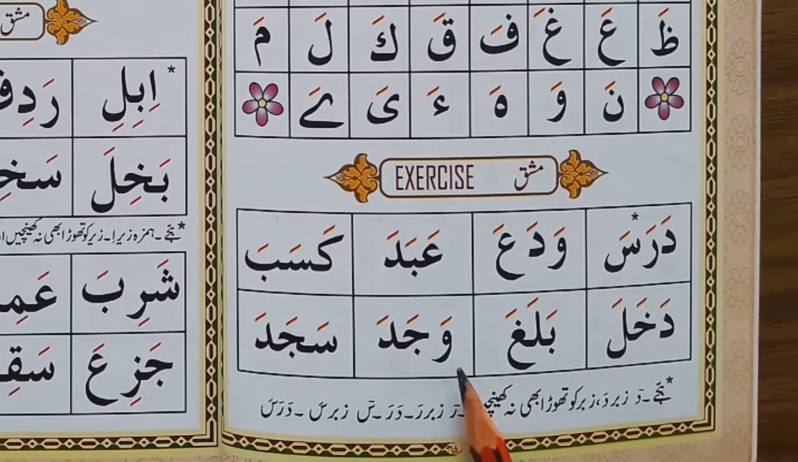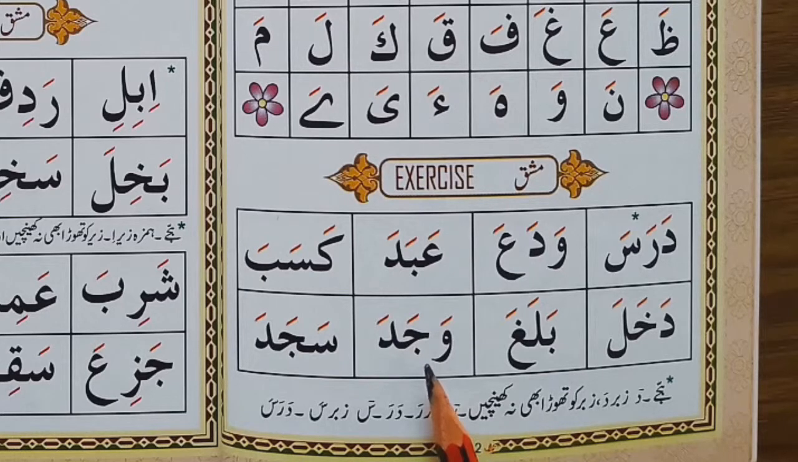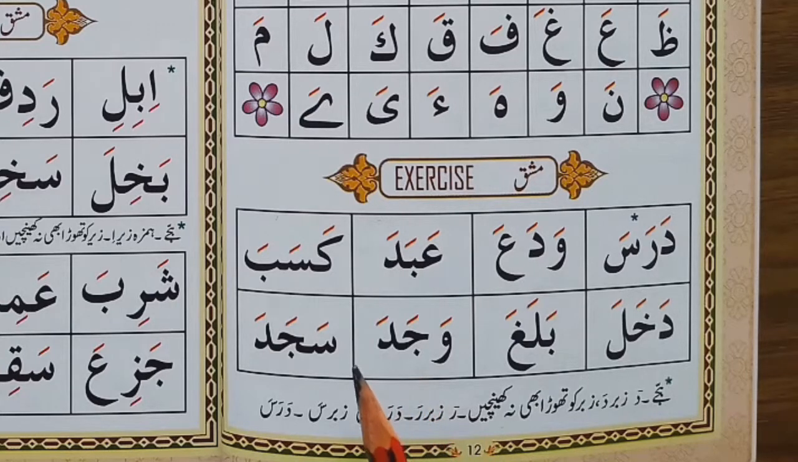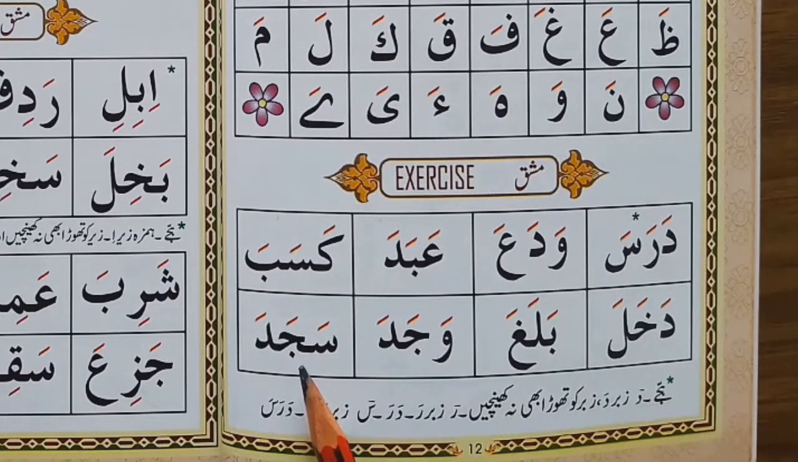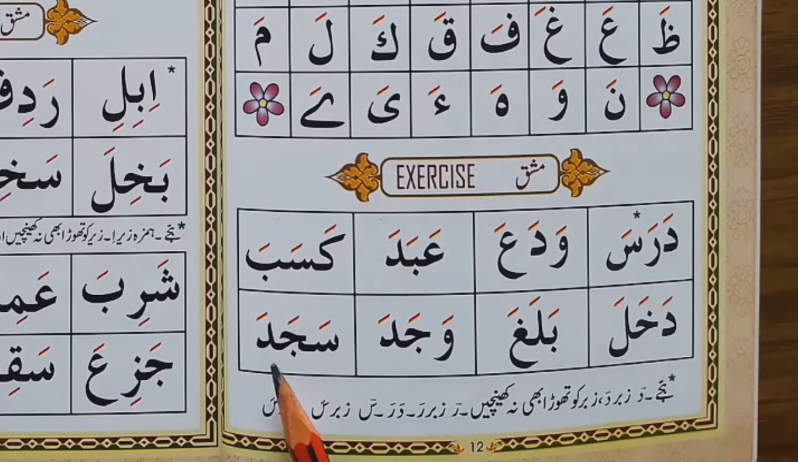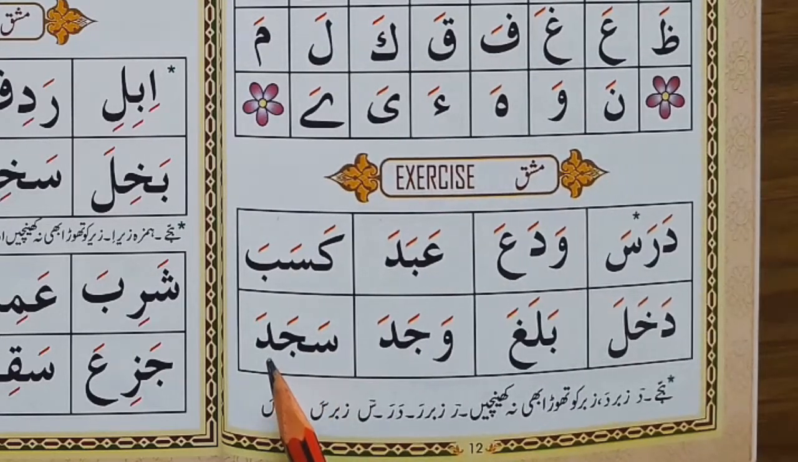Waw, Fatha, Wa. Jim, Fatha, Ja. Dal, Fatha, Da. Wa, Ja, Da. Sin, Fatha, Sa. Jim, Fatha, Ja. Dal, Fatha, Da. Sa, Ja, Da.